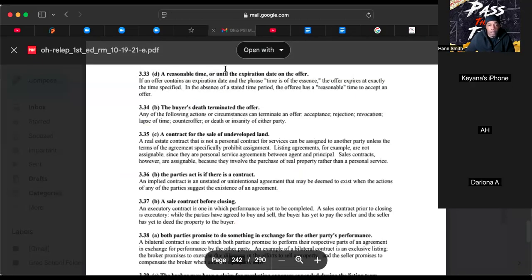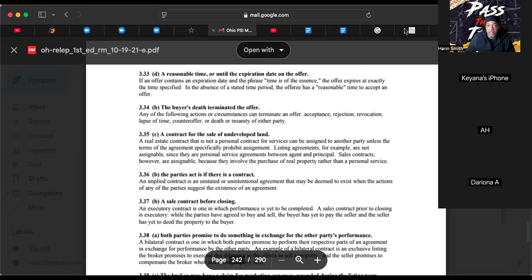All right, we picked the buyer's death terminated the offer. Let's see why though. Number 4 says any of the following actions or circumstances can terminate an offer. Acceptance is no longer an offer, it's a contract. Rejection, nope, I'm good on it. I'm changing it. Revocation means I'm taking it completely off the table. Lapse of time, too much time passed, you didn't accept it. Counter offer, obviously you crossed out something and you changed it and sent it back over. That killed the offer. It's a new offer. Or death or insanity of either party. That terminated the offer.